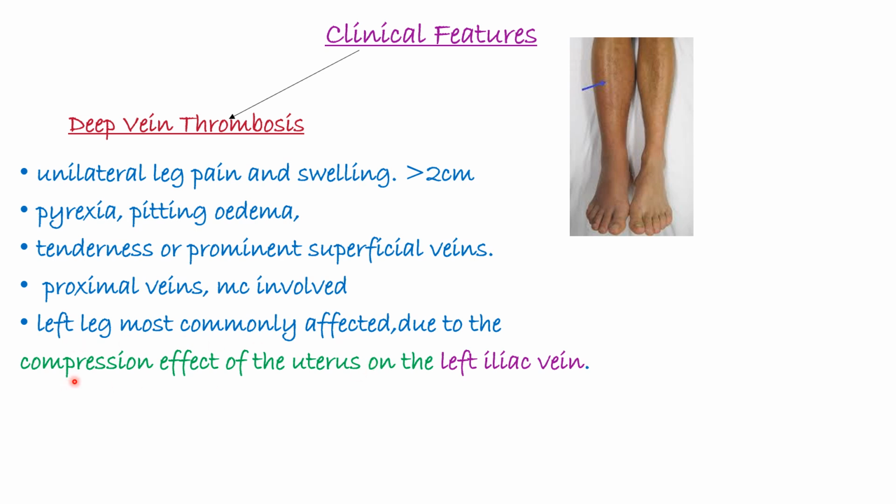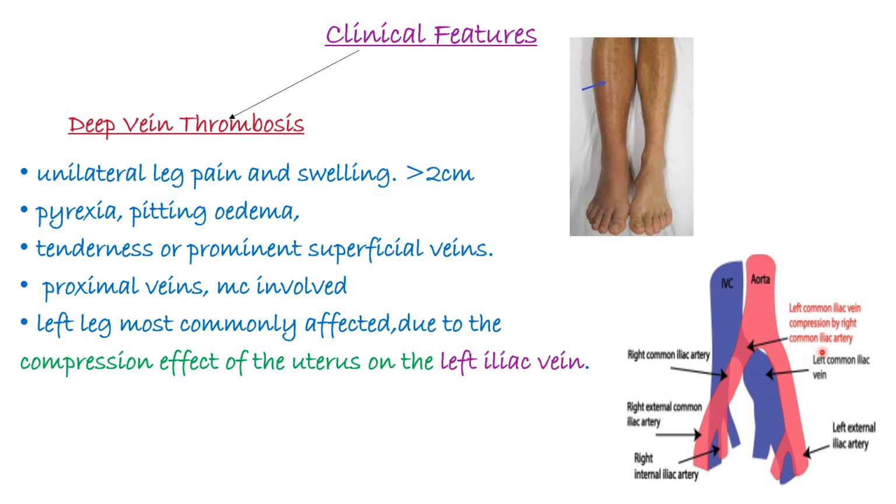This is due to the compression effect of the uterus on the left iliac vein, as seen in the picture above. So when the uterus rests here, it will compress the left iliac vein, causing stasis, which is one of the etiologies of deep venous thrombosis.